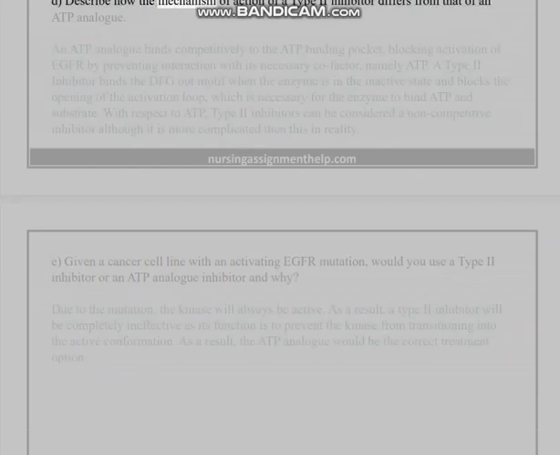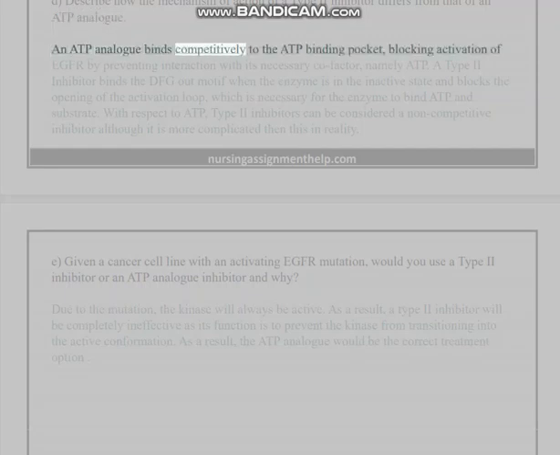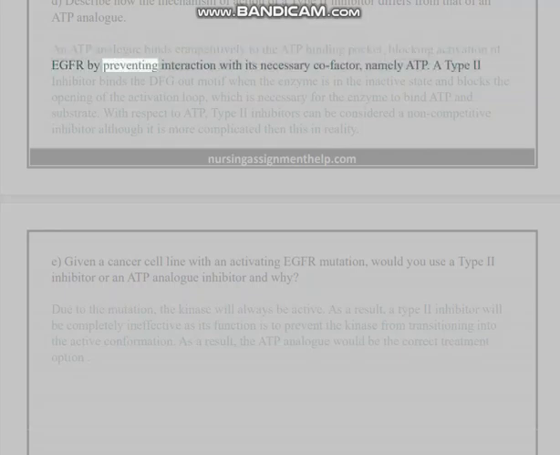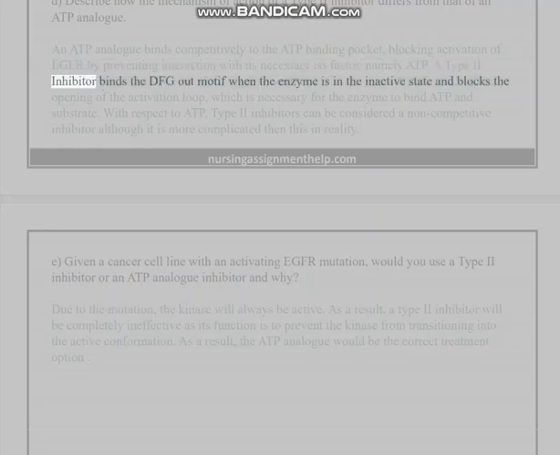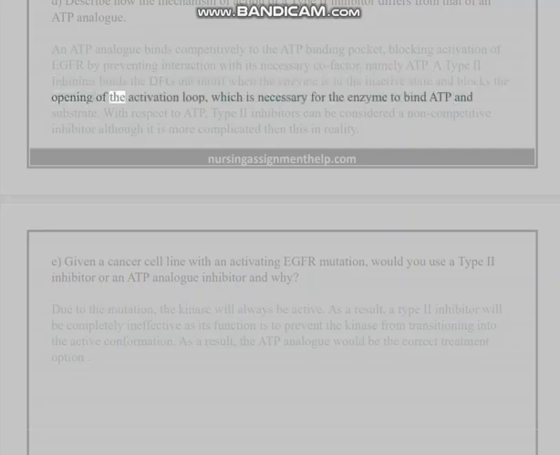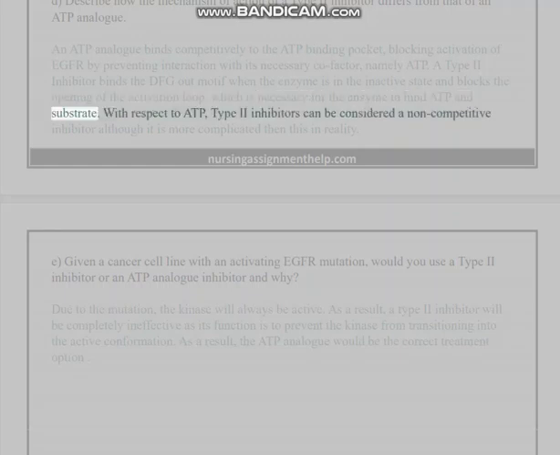D. Describe how the mechanism of action of a type 2 inhibitor differs from that of an ATP analog. An ATP analog binds competitively to the ATP binding pocket, blocking activation of EGFR by preventing interaction with its necessary cofactor, namely ATP. A type 2 inhibitor binds the DFG-out motif when the enzyme is in the inactive state and blocks the opening of the activation loop, which is necessary for the enzyme to bind ATP and substrate. With respect to ATP, type 2 inhibitors can be considered a non-competitive inhibitor, although it is more complicated than this in reality.